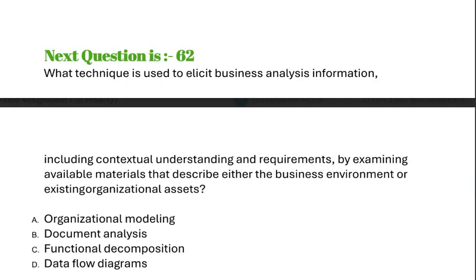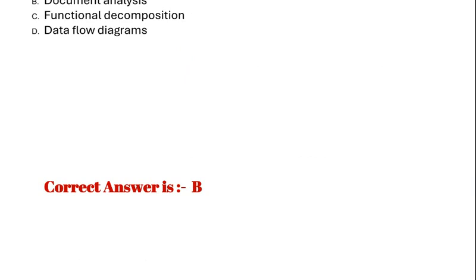Question is, what technique is used to elicit business analysis information including contextual understanding and requirements, by examining available materials that describe either the business environment or existing organizational assets? Option A, organizational modeling. Option B, document analysis. Option C, functional decomposition. Option D, data flow diagrams. Correct answer is option B.